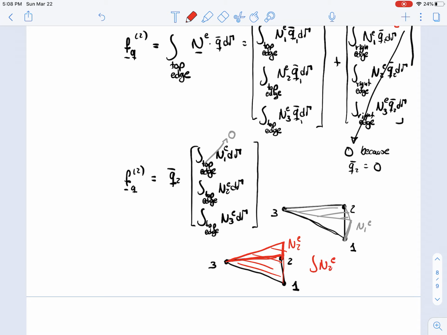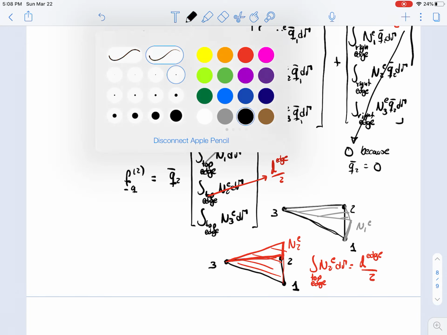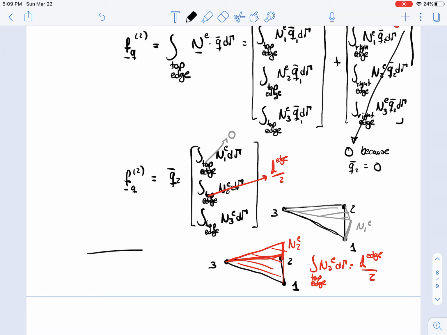And what I can tell you is that the integral of N2 over the top edge is just going to be the length of that edge over 2, because that's the integral of that triangle. So length of edge over 2. And finally, so this one will be length of the edge over 2. And let me do it for the last one.